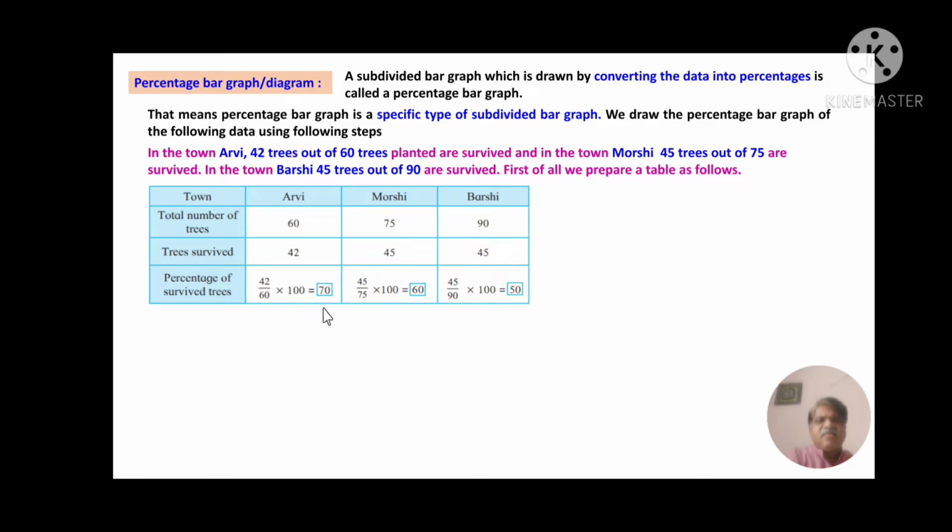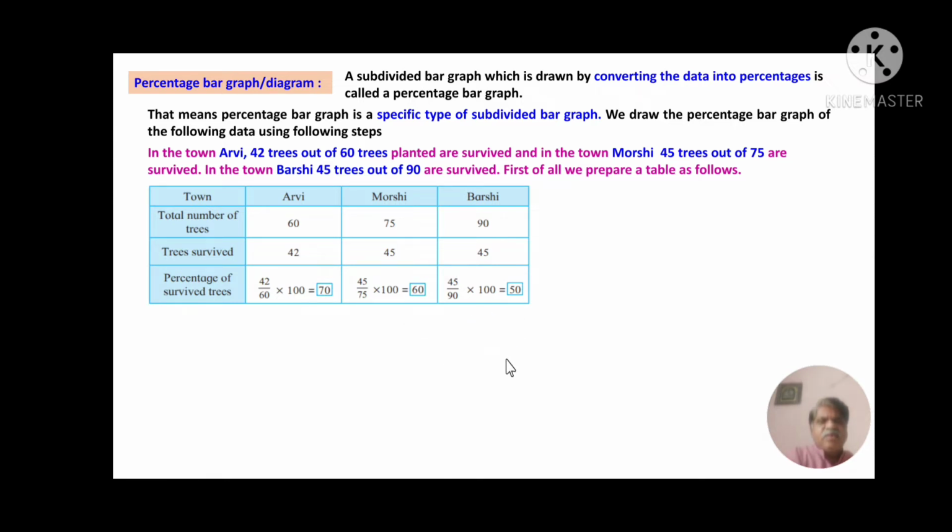That gives us the percentage. So 42 upon 60, 42 survived and 60 is the total, into 100 is 70. In a similar way, here you will get 45 survived upon total 75 into 100, that is 60. Then survived is 45 upon 90 into 100, that gives you 50.